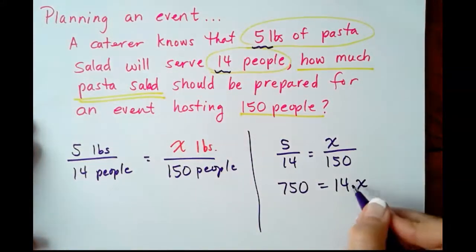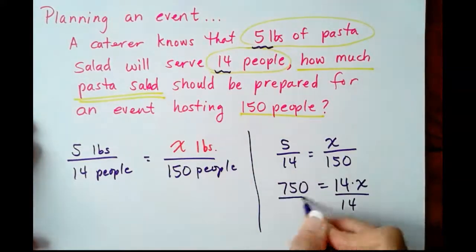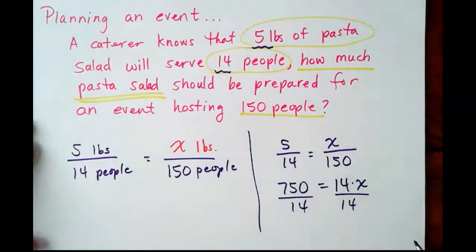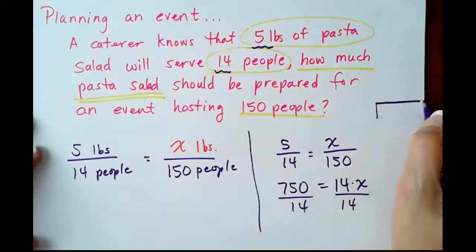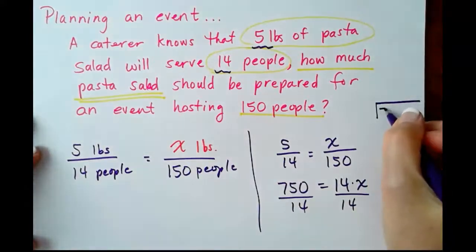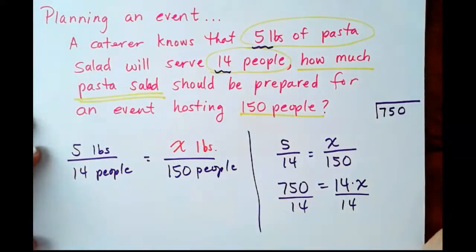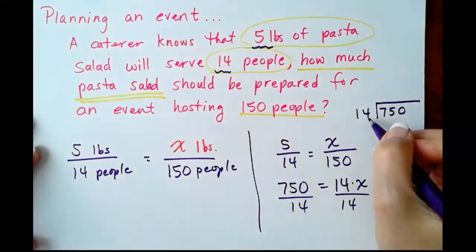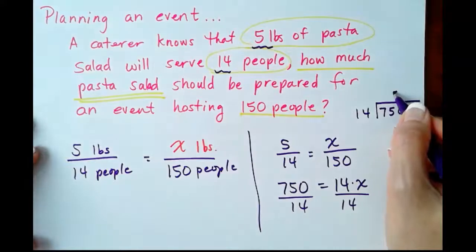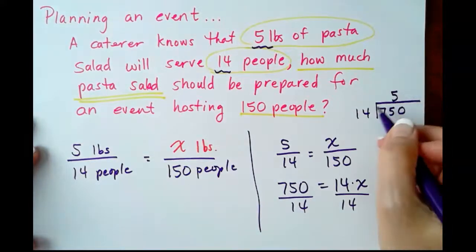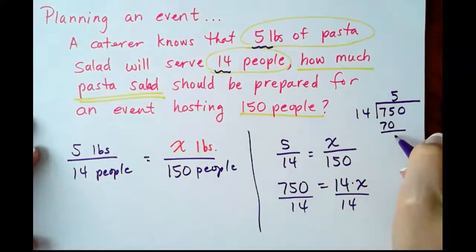So we need to use the division property of equality here, and we need to divide. So it looks like to me we need to do a little bit of long division. I'll do that right up here. So 750 divided by 14. So let's see. 14 times 5 is 70. So here we go. There's 70 with 50 left.